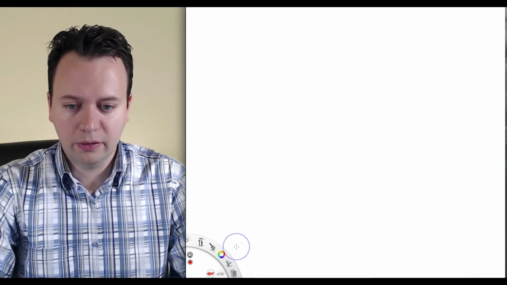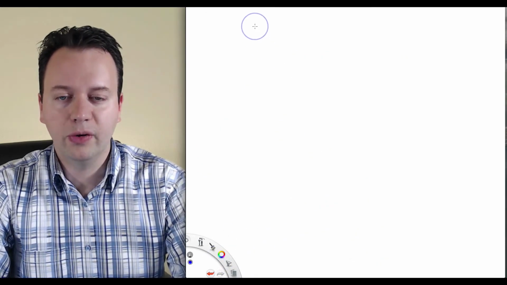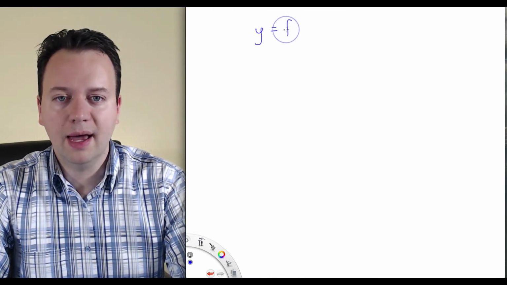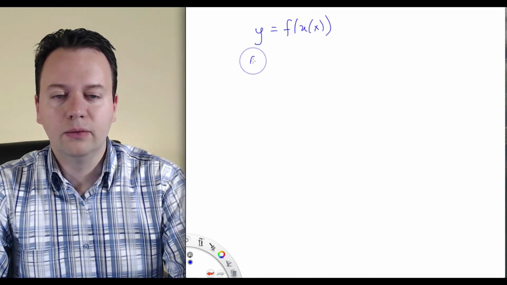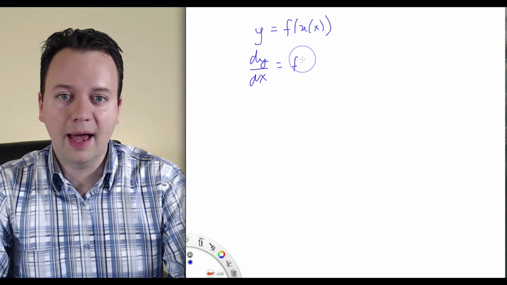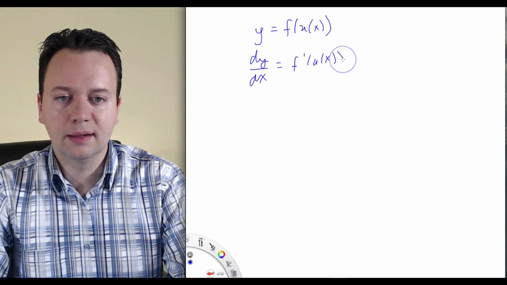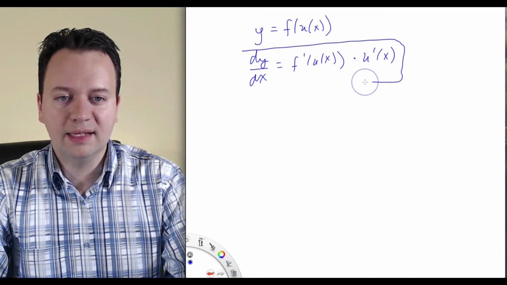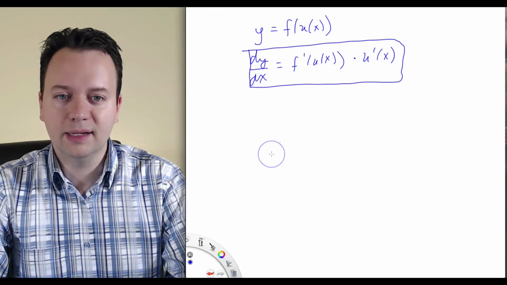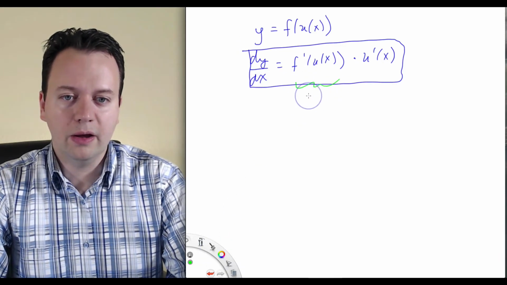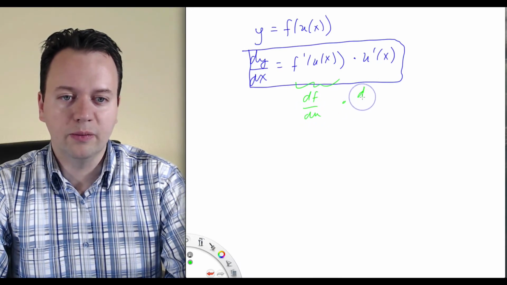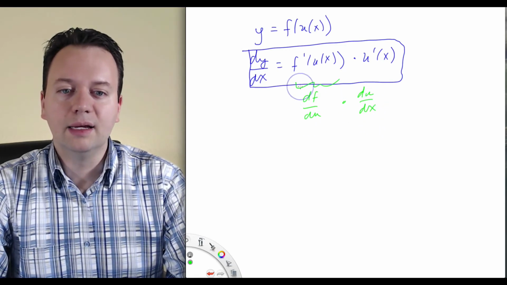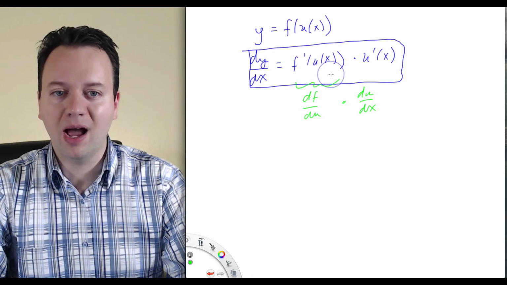Another way of writing all of this, and perhaps slightly more formal: if we have y is equal to f of u of x, we can say that dy dx is equal to f prime of u of x times u prime of x. So we're pretty much doing the exact same thing, only slightly more explicitly. The first term is really our df du, and the second term is still du dx. It's still that same structure of df du times du dx, except here we're representing df du as f prime of u of x.